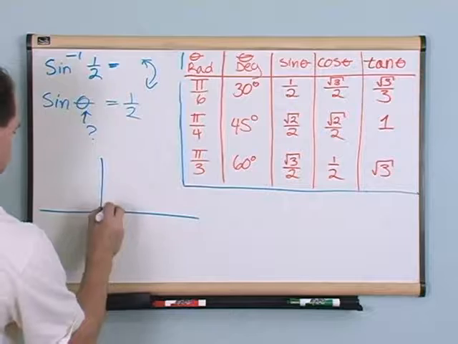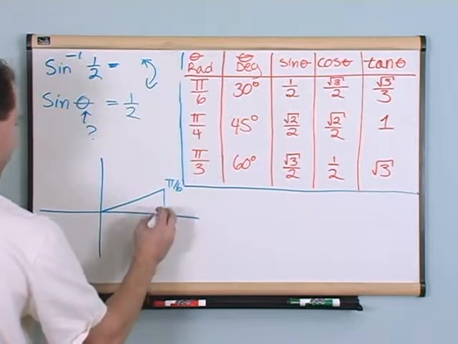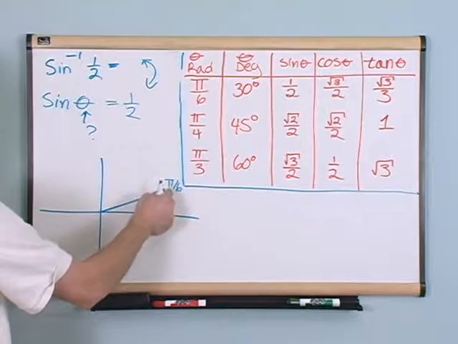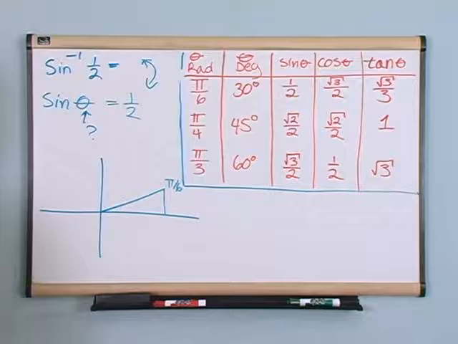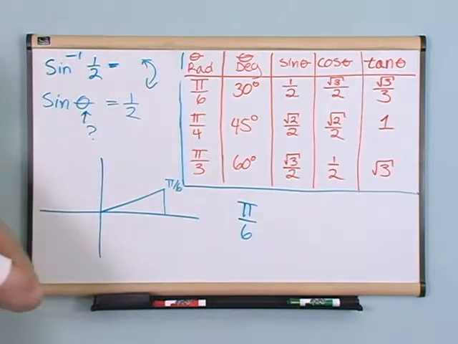Let's figure out how that would work. If I drew here at pi over 6, then this sine here, this vertical measurement along the opposite side, would be 1/2, and that's exactly right. That is one answer. So I could have pi over 6. That could be one angle, and that would give me 1/2.